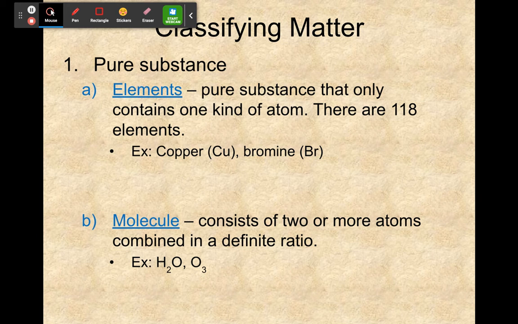An element is a pure substance that only contains 1 kind of atom. There are 118 elements, for example, copper and bromine. The molecule consists of 2 or more atoms combined in a definite ratio, like H2O, known as water, or O3, known as ozone.